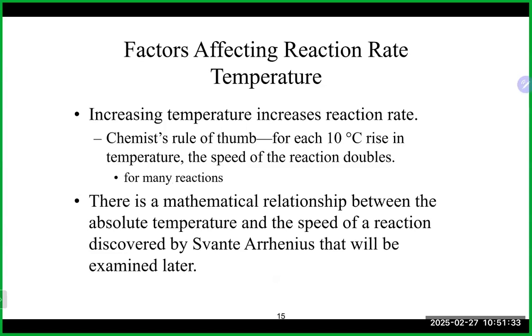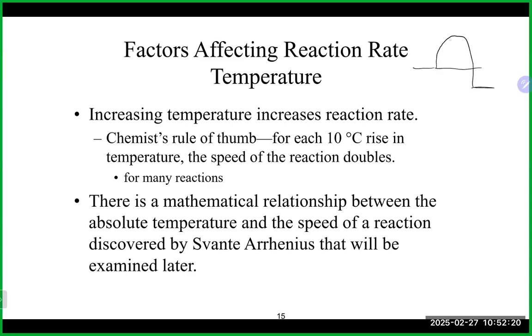Temperature is a really big factor in terms of the rate of the reaction. Increasing the temperature will typically increase the rate of the reaction, and the opposite is true. If you decrease the temperature, it will typically slow down the reaction as well. If you raise the temperature about 10 degrees Celsius, in a lot of reactions you'll see the reaction speed up twice as fast, or double in terms of the rate. There's a relationship known as the Arrhenius equation, which we will look at later in this chapter, that deals with the effect of temperature on the rate of reaction.